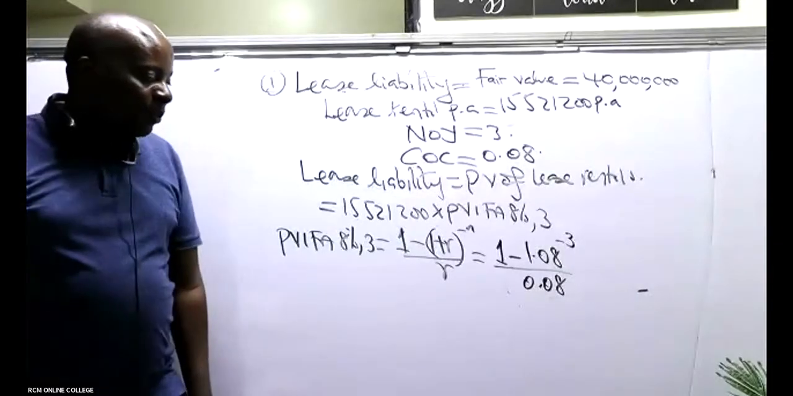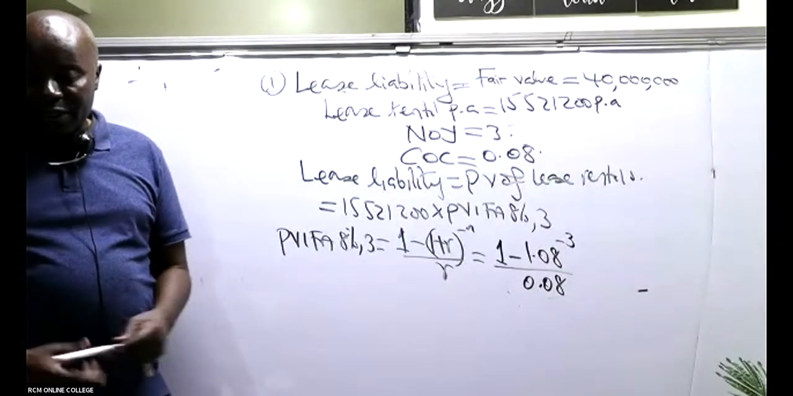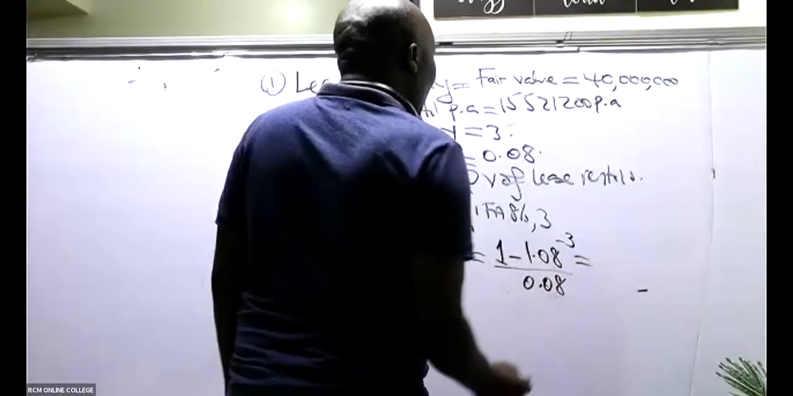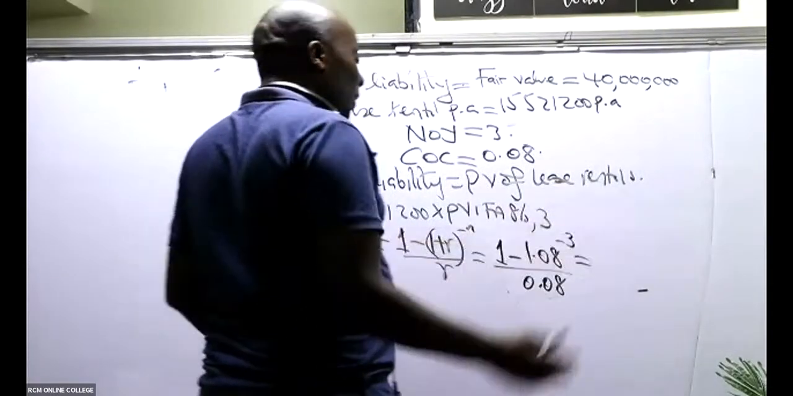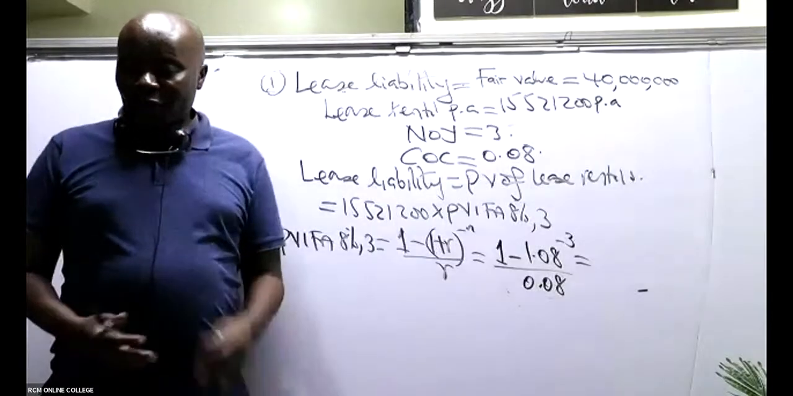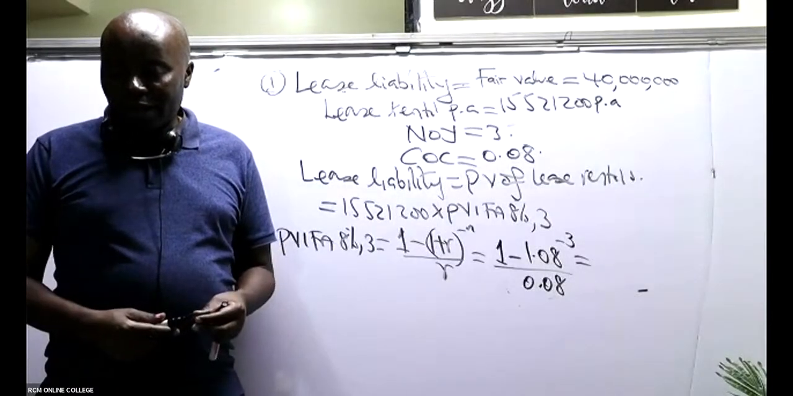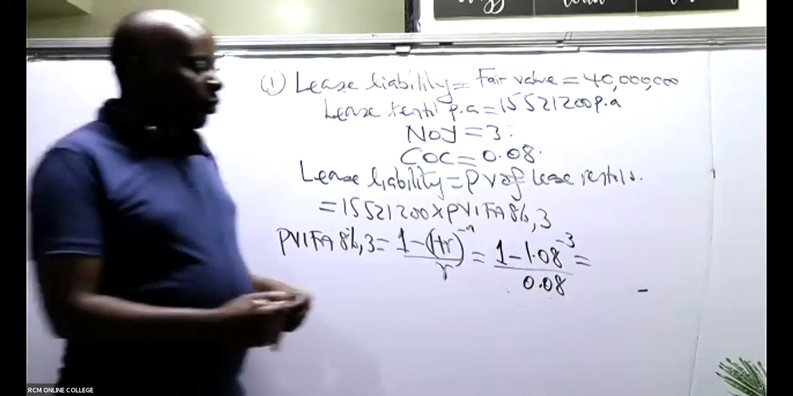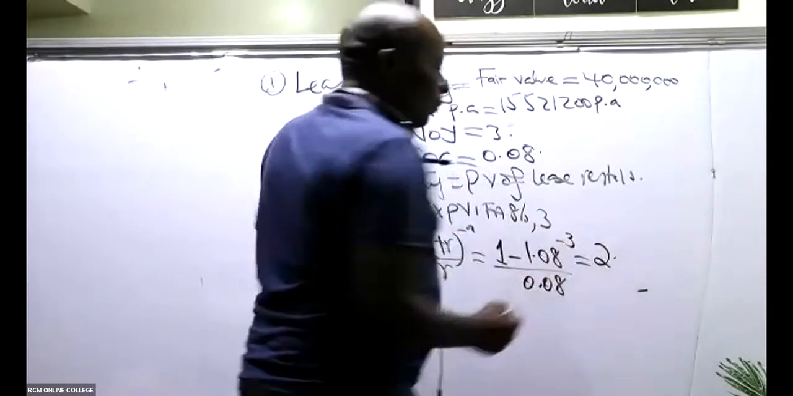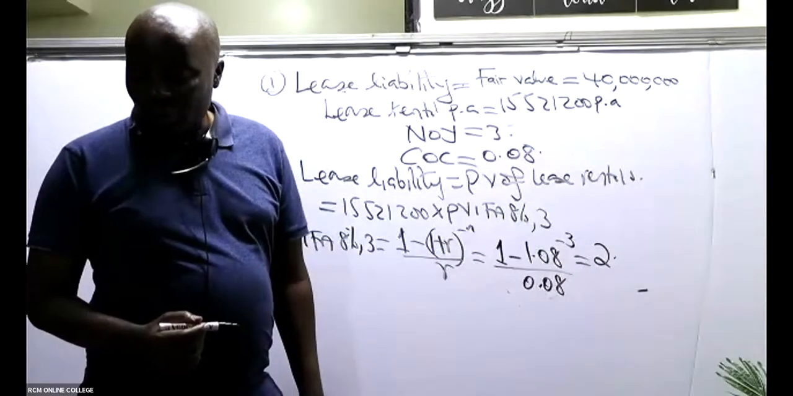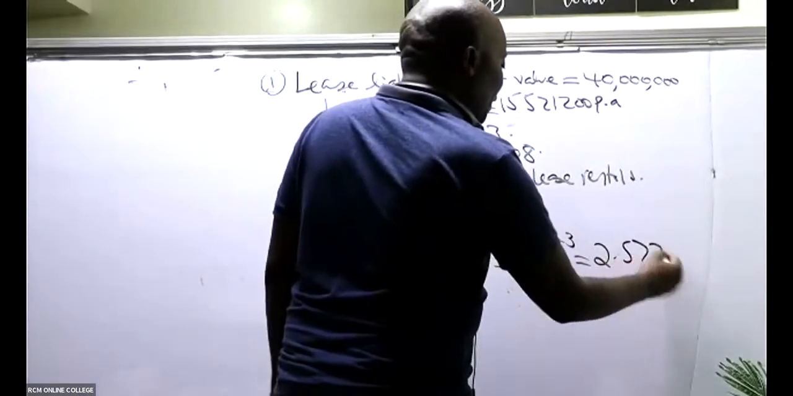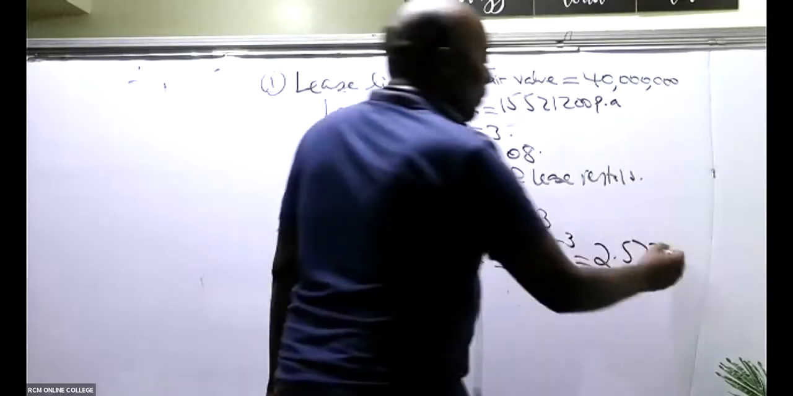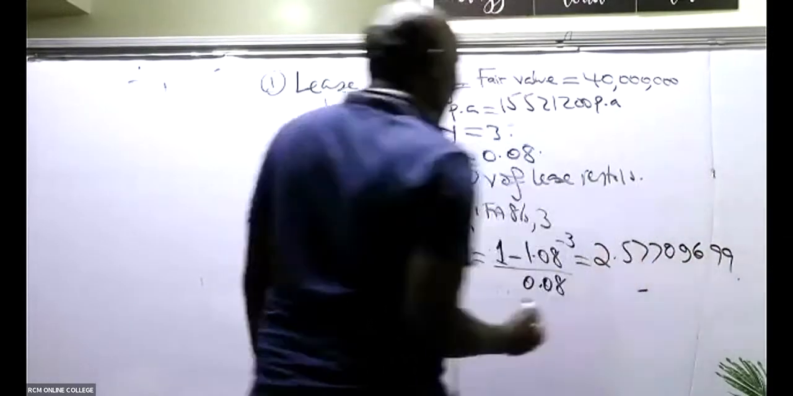Somebody who is able to give me this PV factor? 2.5771. Can you kindly try this time round to provide this figure in 8 decimal places? Let's try giving 8 decimal places. 2.577, 2.577, 0.9699. Just like that. Thank you so much.